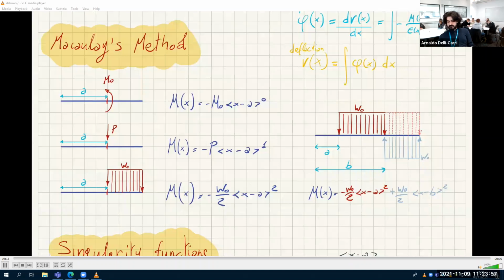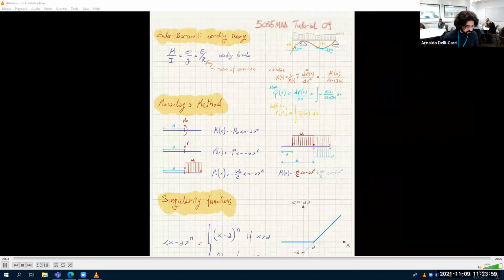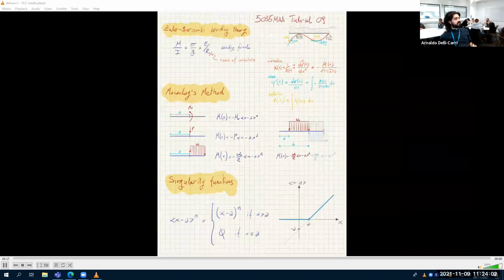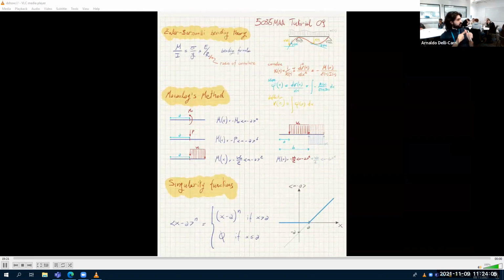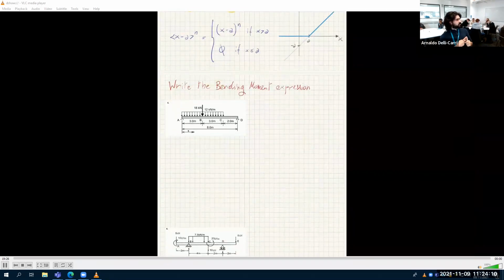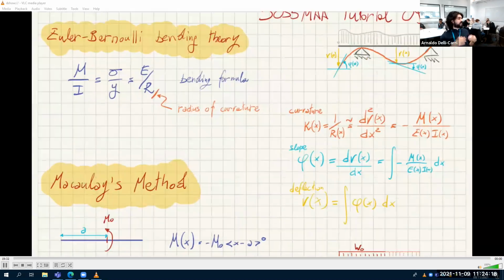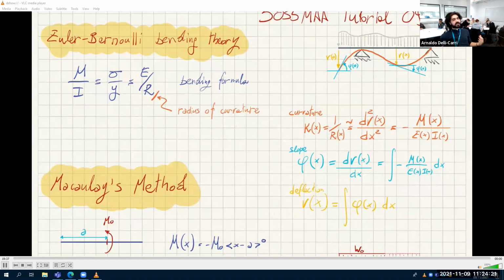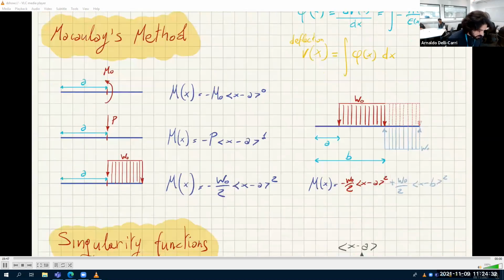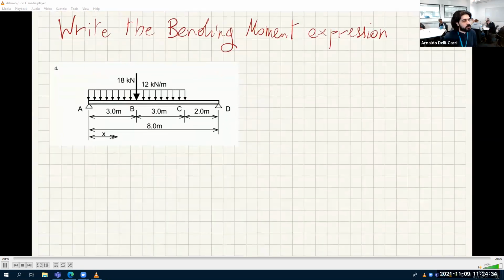Agreed? Good. That's it. Now we are able to find the bending moment expression for all these complicated beams that we are going to do right now, and also to find slope and deflection. We just have to be very careful about the integration, because integration always carries a constant of integration. So we have to look at boundary conditions or compatibility conditions. Okay, let's start. This is question 4 of the first tutorial sheet.